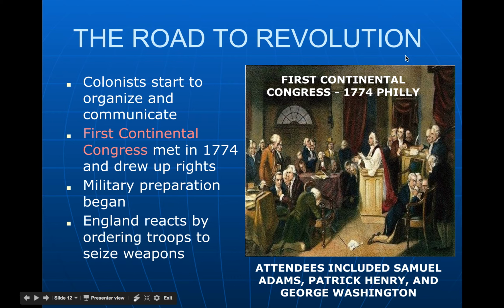All of these causes are leading to the American Revolution, and colonists start to organize and communicate with one another, and they send delegates to the First Continental Congress in 1774. And in that Continental Congress, they begin making preparations for a military, and England then reacts quickly by trying to seize the weapons that the colonists are stockpiling.